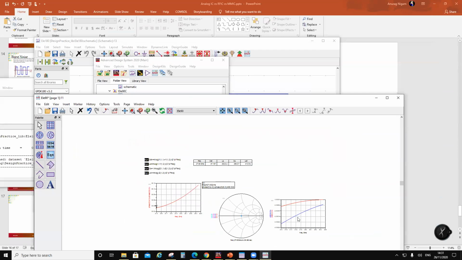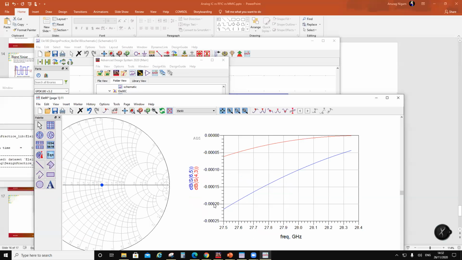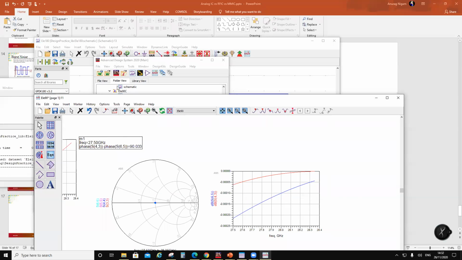Okay, so we are still at the center, but here there are some loss differences, but they are in like 0.1 milli dB. So really it doesn't matter. So I'm just going to leave it like that.